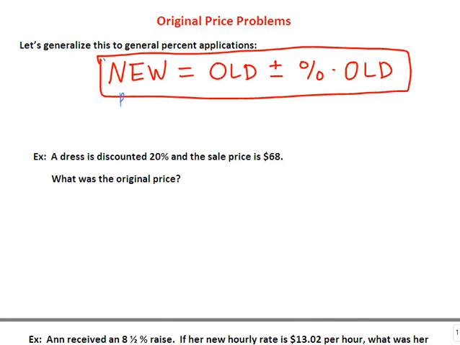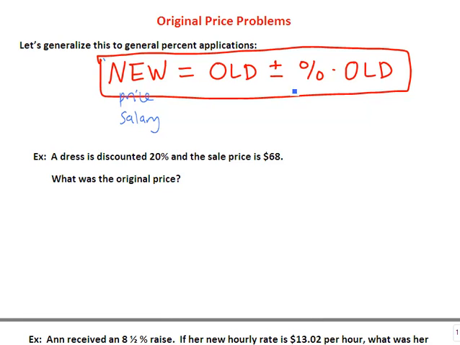The new price or salary, depending on what problem it is, is the old price or salary plus or minus the percent of the old price or salary. Now I use plus or minus here because in some problems you want to add in, like for example adding in tax to raise your price, or sometimes you want to subtract, for example if you're getting a discount so your price goes down. So let's use this formula in an example and you'll see how it works. In the next example we have a dress discounted 20% and the sale price is $68. What was the original price?